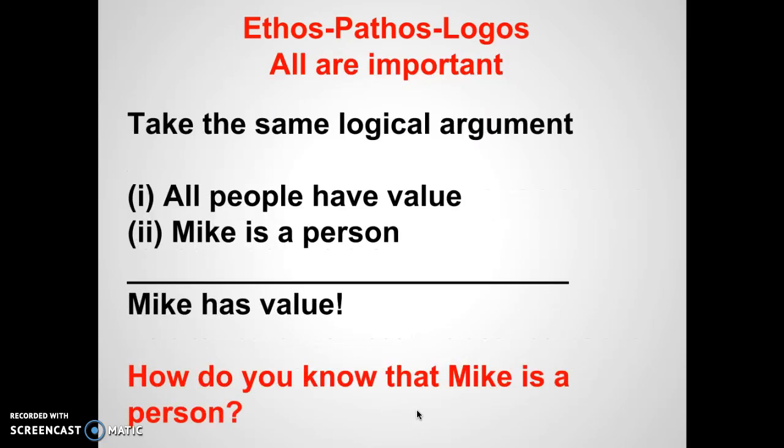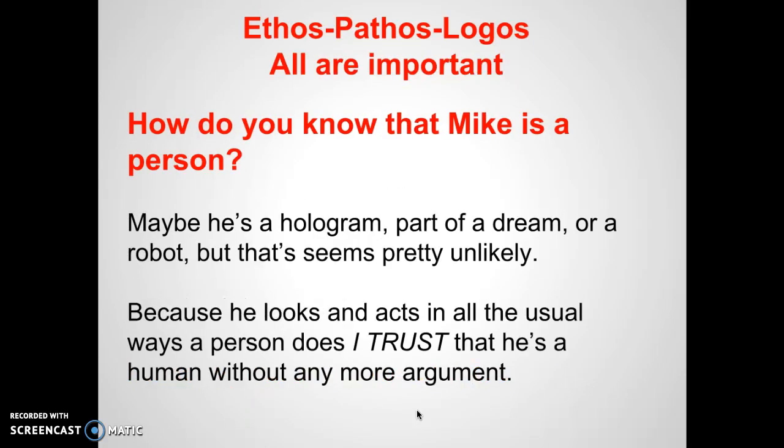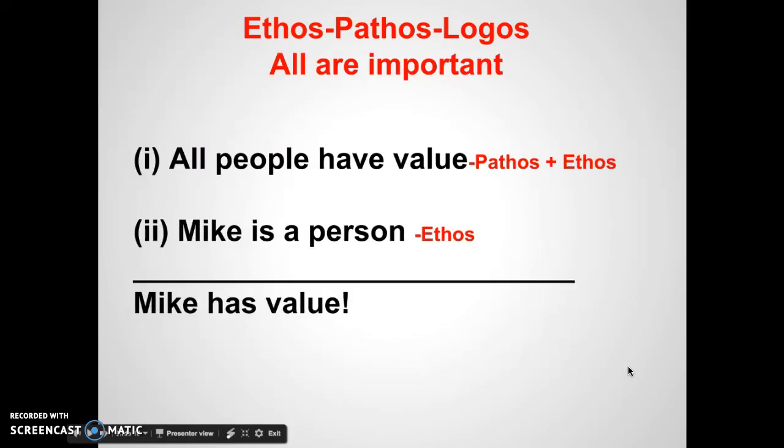So let's take the same logical argument. All people have value, Mike is a person. How do we know that Mike is a person? Maybe he's a hologram, maybe he's part of a dream or a robot. But that all seems pretty unlikely. Because he looks and acts in all the usual ways a person does, I trust that he's a human without any more argument. So in this sense, I'm using ethos.